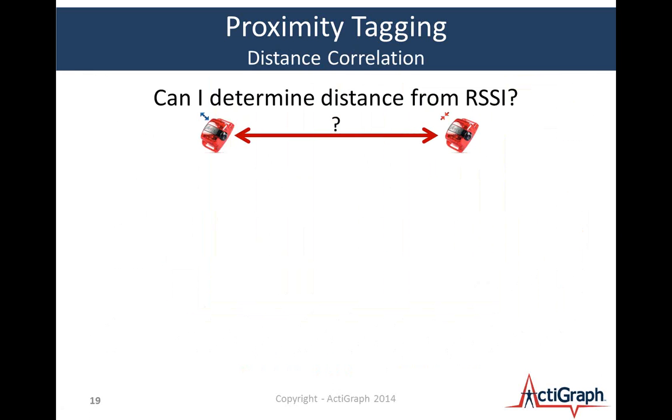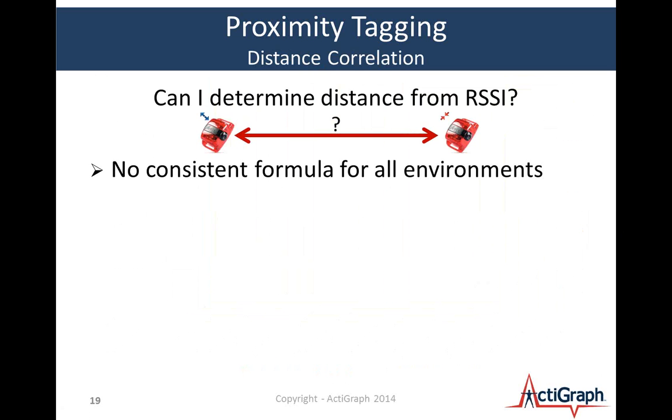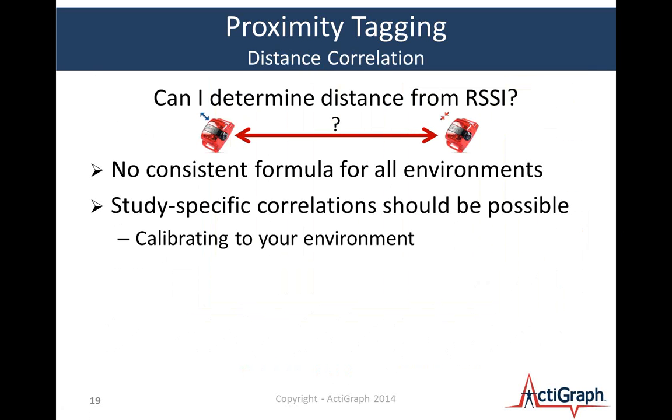All right, so next question that has come up a few times during our demos of this tool is, can I determine distance from the RSSI value? So is there some correlation that helps me discern how far away a beacon was when it was detected? The truth is there's no consistent formula for all environments. All environments vary quite a bit, but study-specific correlation should be possible, meaning if you've got an environment that you've calibrated and you know very well the behavior of beacons with respect to the receiver, then you should be able to make some inferences from that data, albeit with a wide range of tolerance.